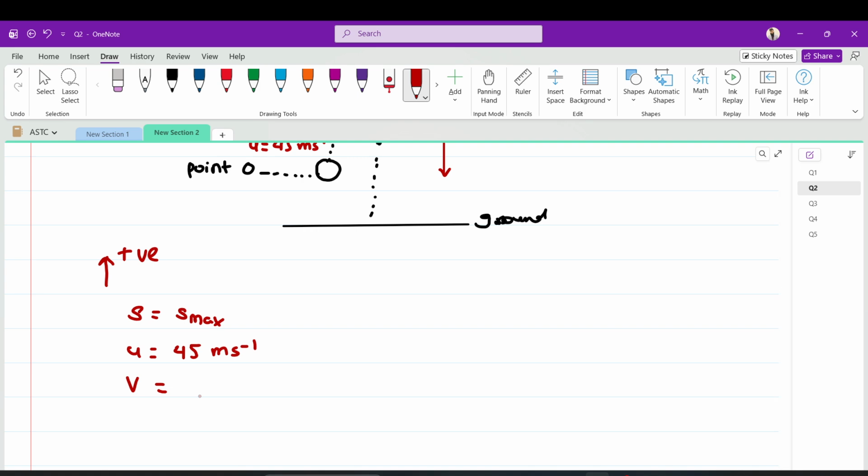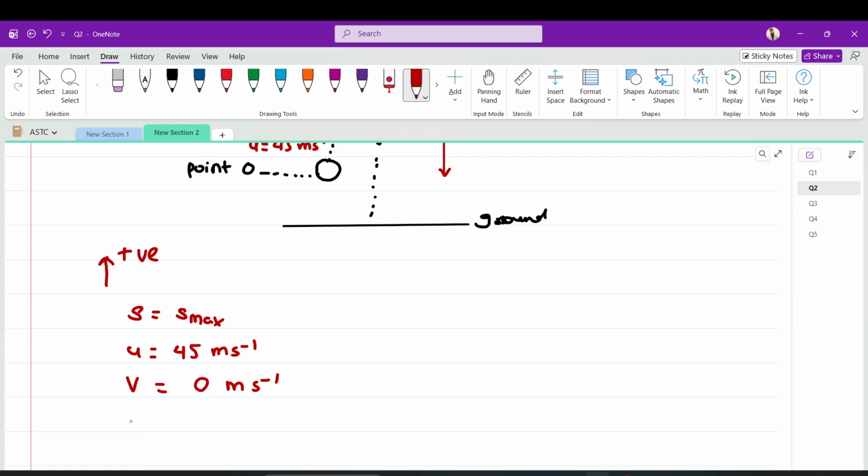V, now understand something, and it is very easy to visualize. When you throw a ball upwards and it goes to its maximum height, it comes to rest for a moment, isn't it? It goes up, it stops for a moment, and then it comes down. Because it stops at that moment when it reaches the maximum height, your final velocity will be 0.